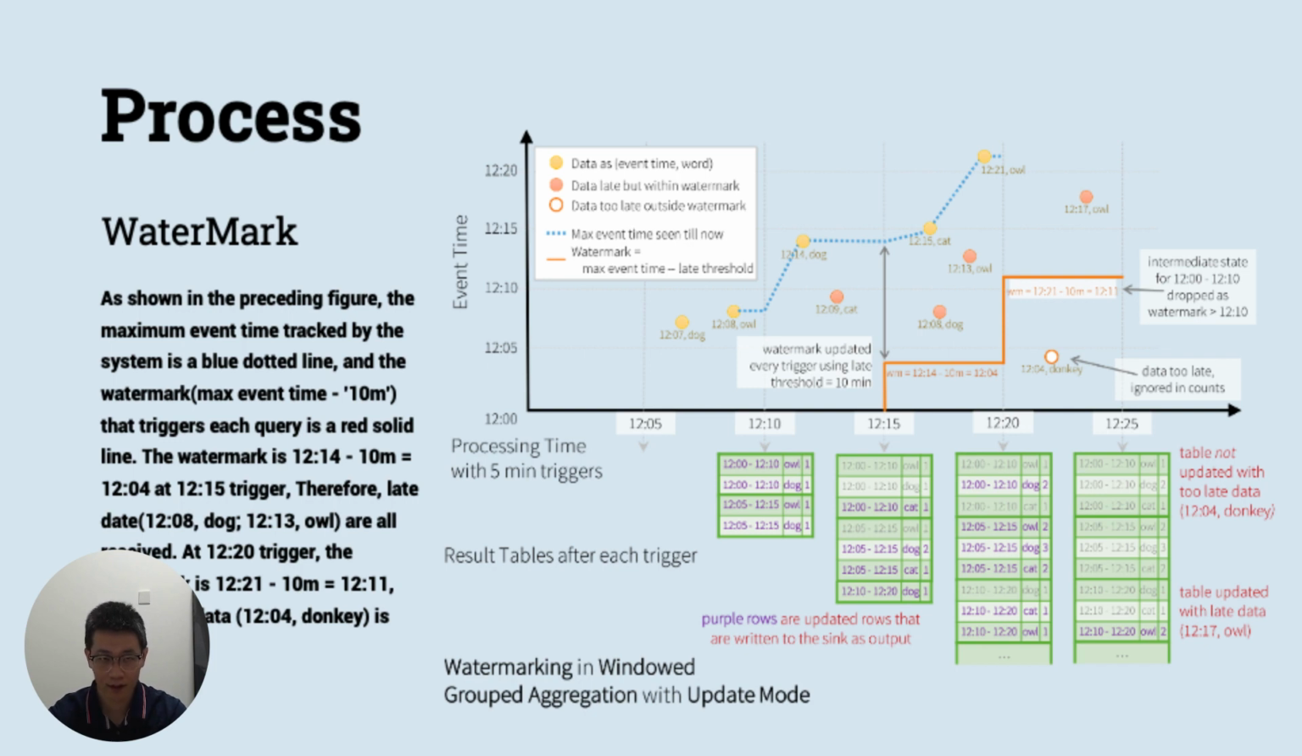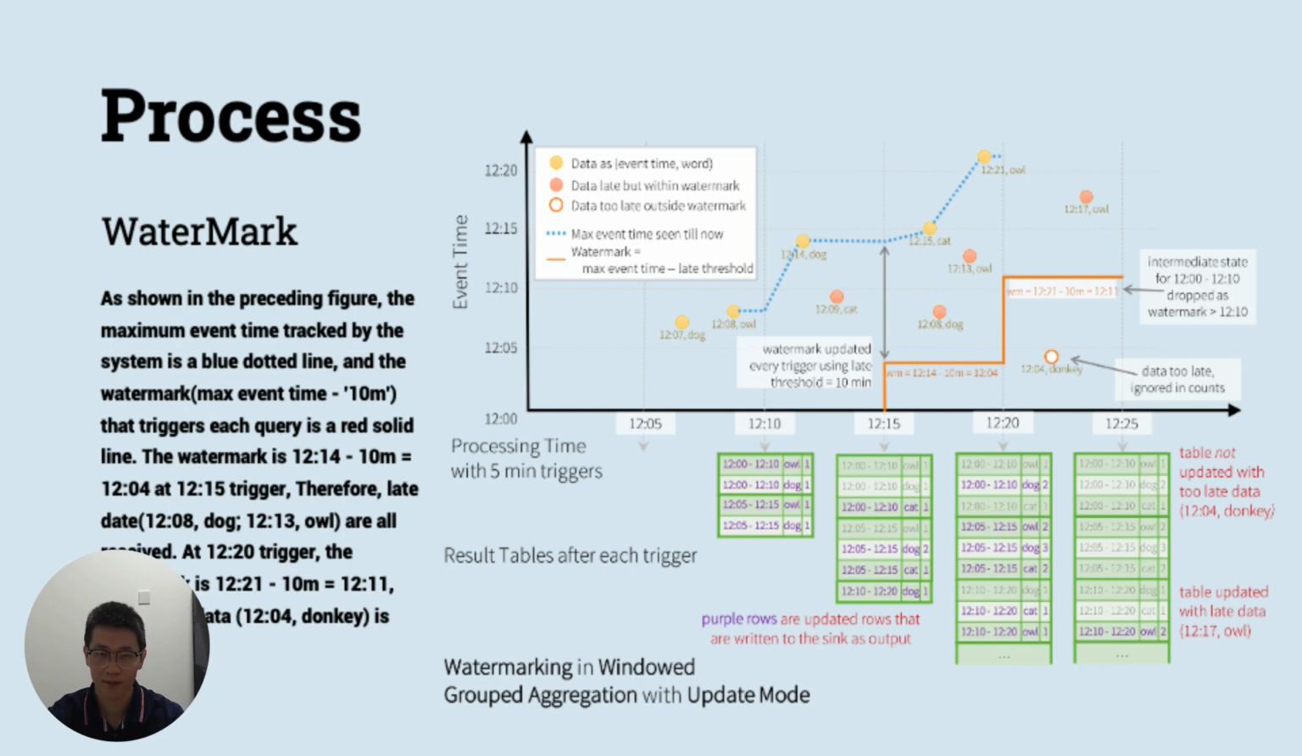But this red line is the watermark. Now, let's dive into the detail of this chart. If you can understand this chart, you will get a clearer picture of the entire stream processing workflow. Of course, there might still be some confusion. This chart took me a while to grasp initially as well.